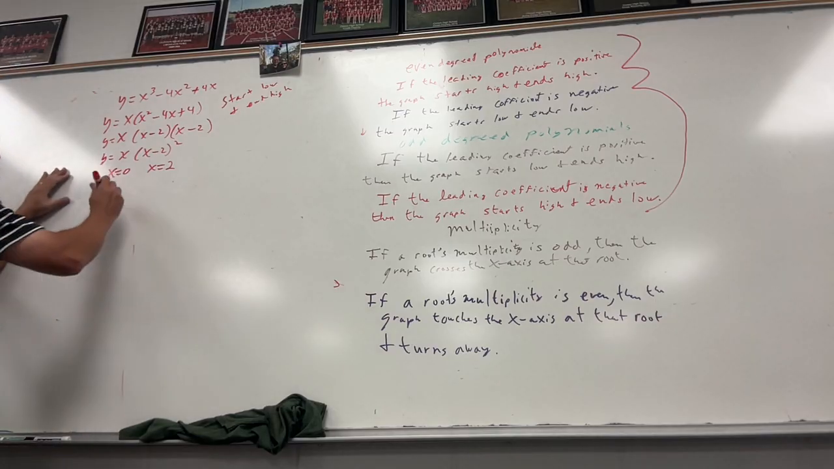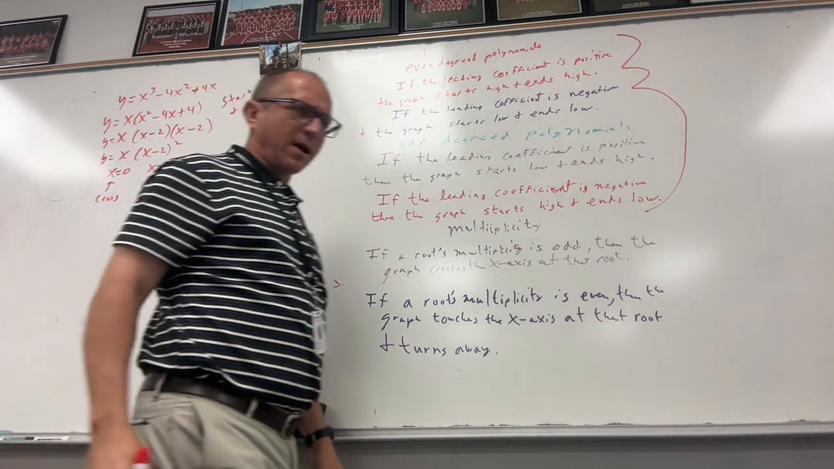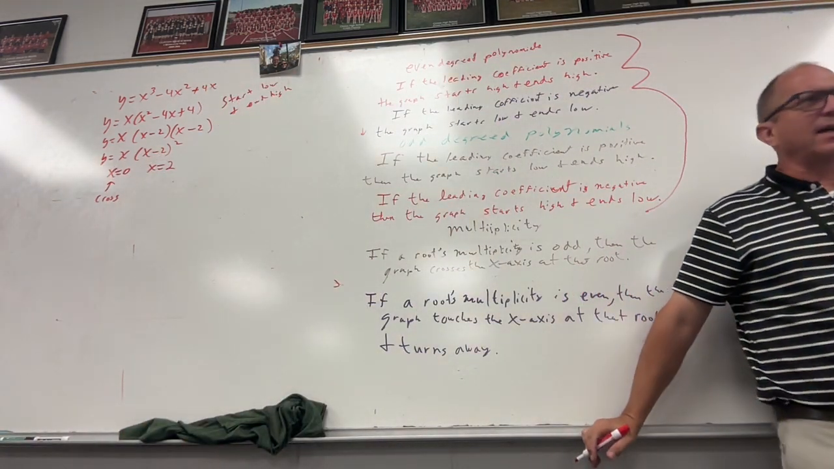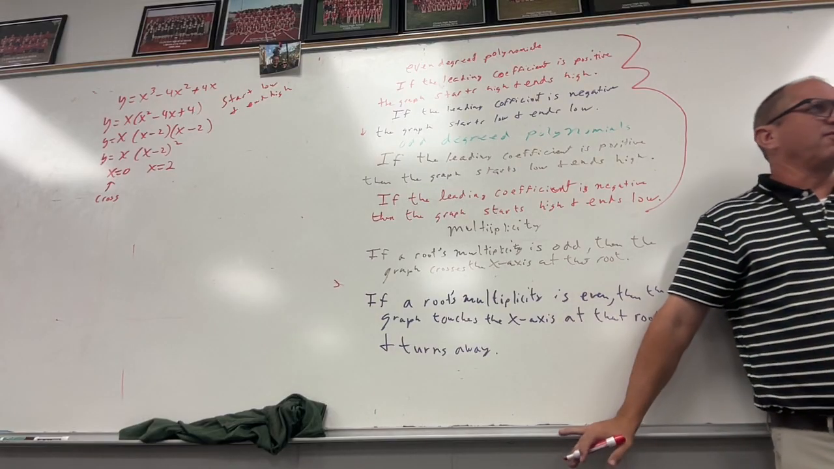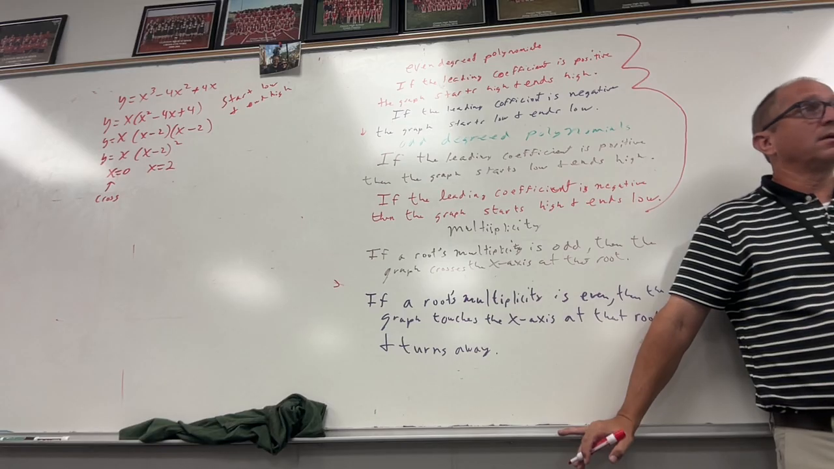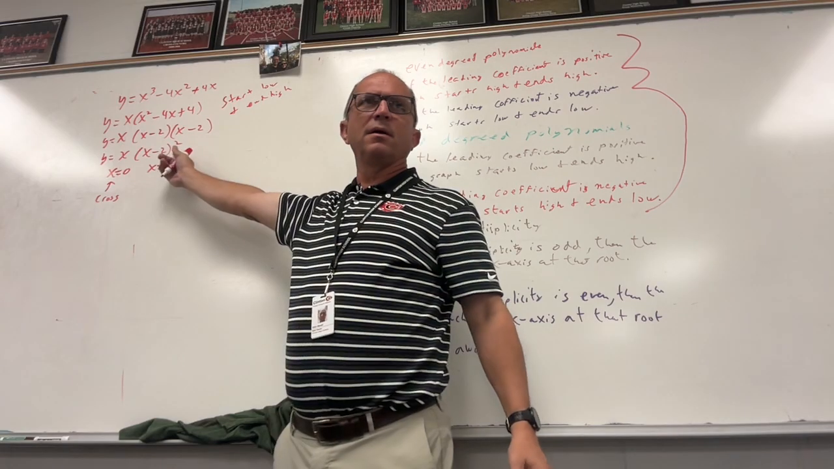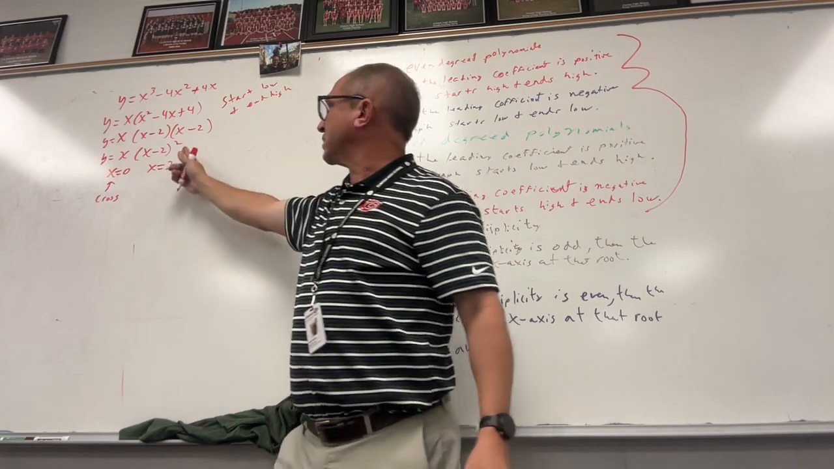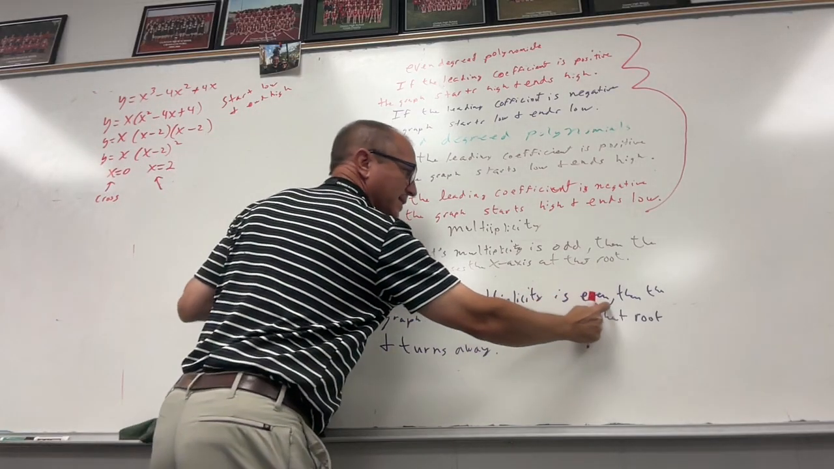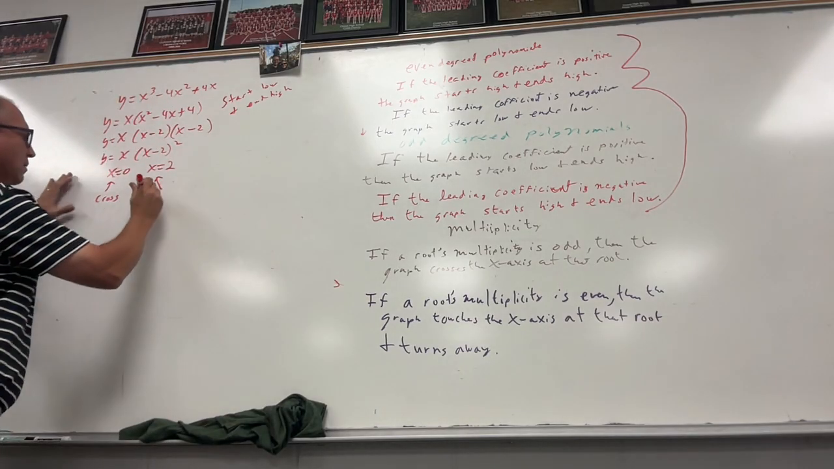So what do we know is happening here? We're going to cross. All right? Now, what is the multiplicity associated with the root of 2? 2, yeah. Here's my exponent, right? I've got this as my exponent, so this is my multiplicity. So what am I going to do at 2? If the multiplicity is even, then I touch the x-axis and turn away. So I'm going to touch and turn.